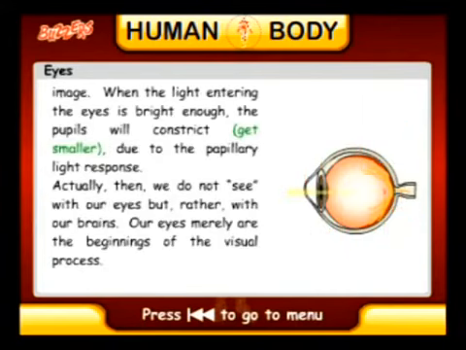When the light entering the eyes is bright enough, the pupils will constrict, get smaller, due to the pupillary light response. Actually then, we do not see with our eyes, but rather with our brains. Our eyes merely are the beginnings of the visual process.